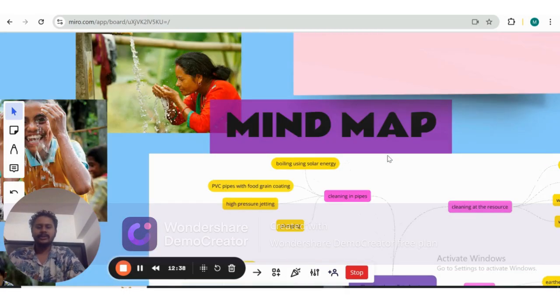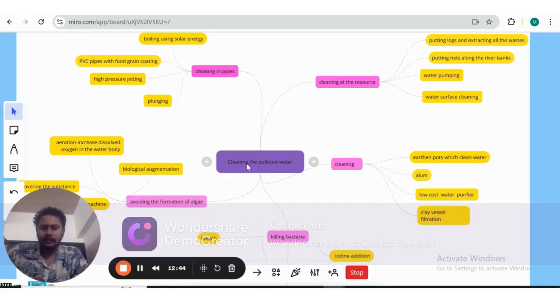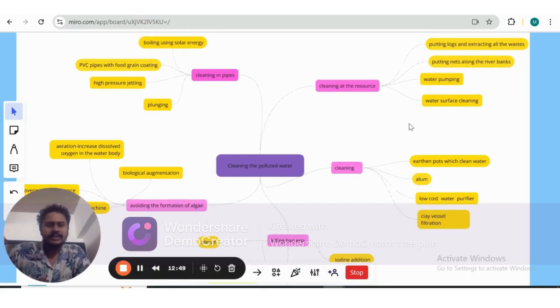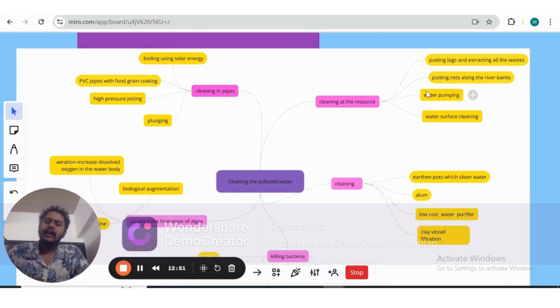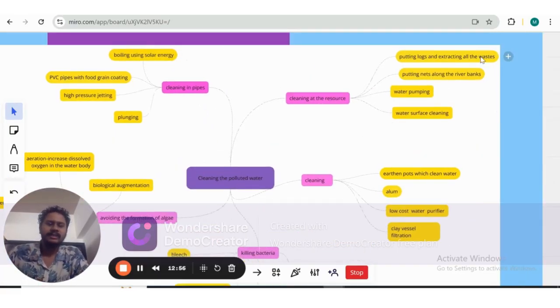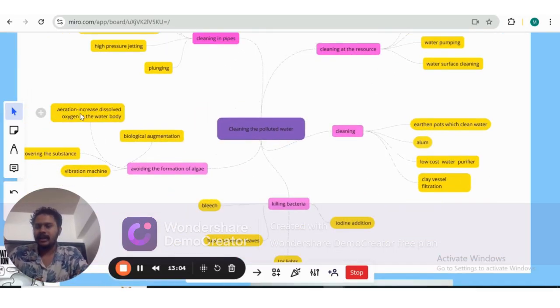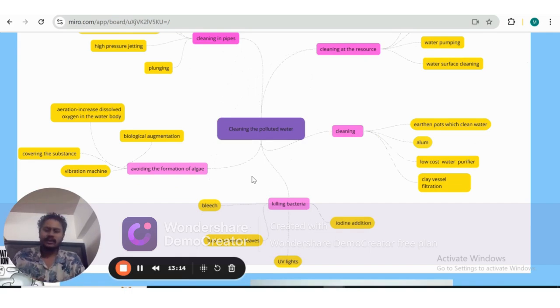Now let's look at how these students have implemented the ideation process. In the middle, as you can see, they have written the problem statement, cleaning the polluted water. The next stage is writing down whatever random ideas come to their mind to solve this problem. In this case: putting logs and extracting all the wastes, water pumping, earthen pots which clean water, alum, iodine addition, plunging, aeration increases dissolved oxygen in water body, vibration machine, bleach. All of these are raw ideas coming from different students to solve the same problem.